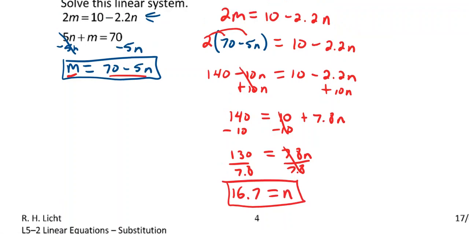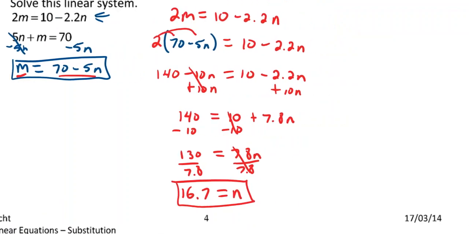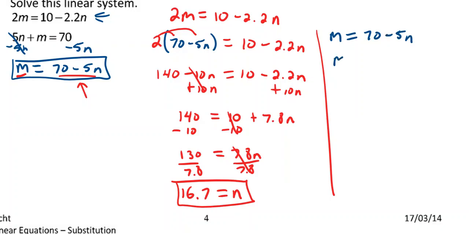All right, almost done. Okay, so we'll start again with this equation because we want m now. So m is equal to 70 minus 5n. So then m is equal to 70 minus 5 times, and then n was 16.7. Okay, so m is equal to negative 13.5.